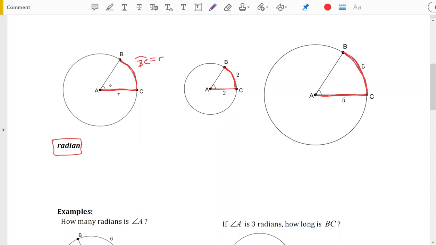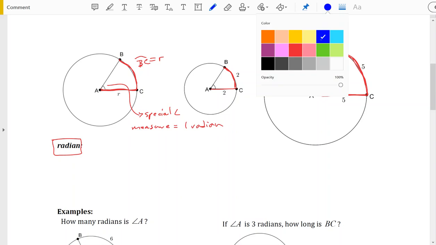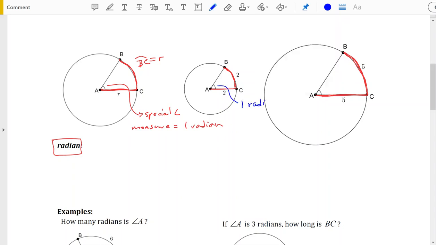Now this angle I'm going to decide is a special angle. And it is special because it is an angle that makes an arc that has a radius as its length. And I'm going to call the measurement of this angle 1 radian. And that would mean these other 2 angles are 1 radian as well. And that allows us to create a definition for this new word radian. A radian is a unit of measurement, specifically a unit of measuring angles.